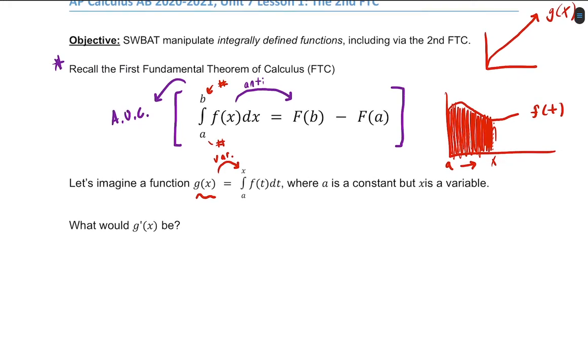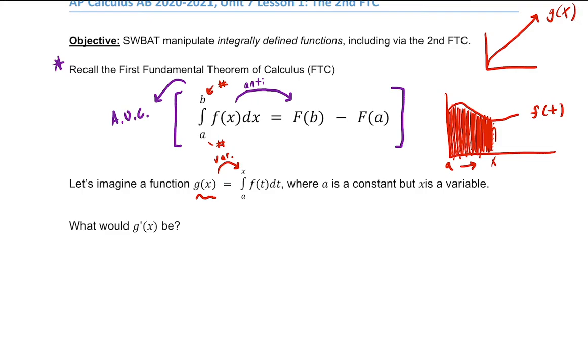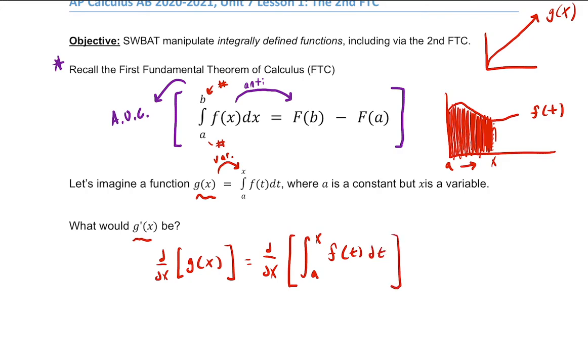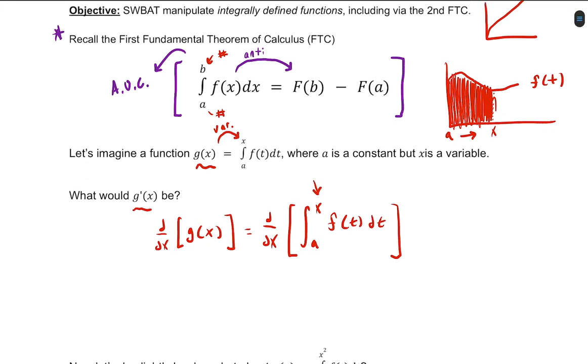And what the second fundamental theorem of calculus helps us do is take derivatives of functions that are defined as integrals. And so what would the derivative of this be? What would g prime be? And so let's think here, okay, derivative with respect to x, I'm assuming, of g of x. I do the same thing to both sides. And so the question we're asking ourselves here is what would the derivative of this integral be that is partially defined by a variable?